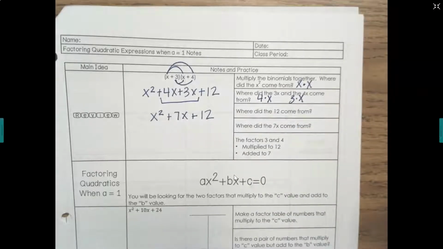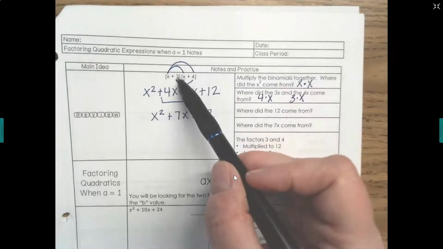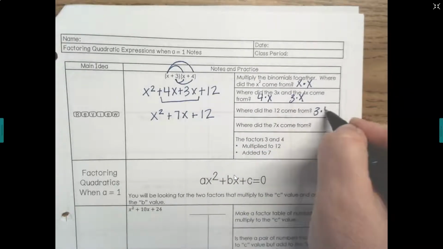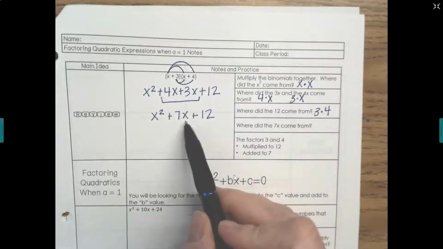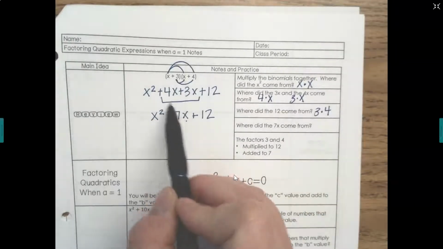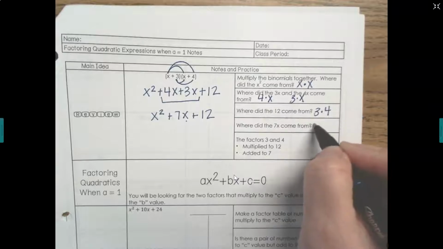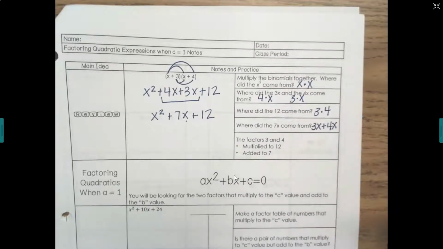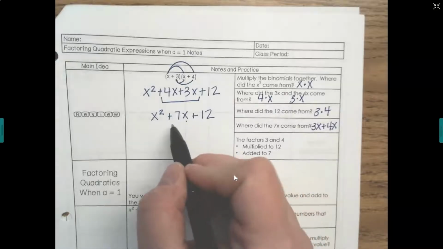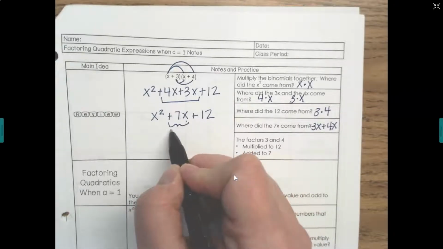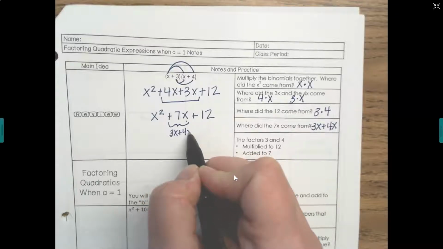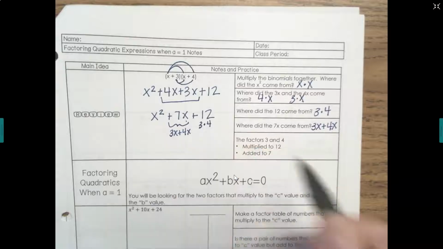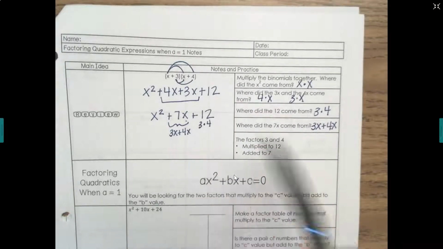Okay, now where did this 12 come from? Well, when I multiplied the 3 in this parenthesis to the 4 in this parenthesis, I got 12. And where did the 7x come from? That is when I combined the 3x and the 4x, when I added them, because that's what the sign said to do. That's where my 7x came from. So this came from 3x plus 4x. This came from 3 times 4 through our process of FOILing this out.